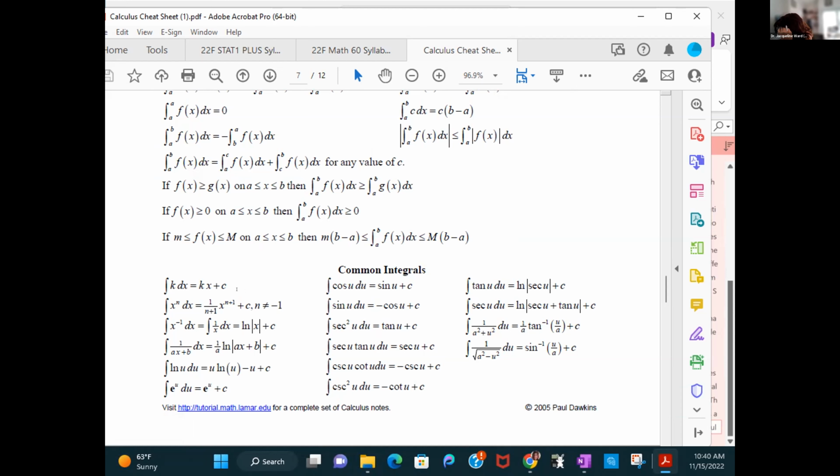Something from the book. Oh, here we go. This third one here. And in the book, there's a table of integrals. By the way, these are some common integrals. I remember I was saying, like in Math 70, if you guys go on, you're going to be integrating.